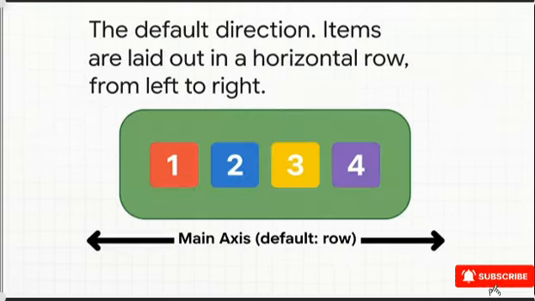So right out of the box, every Flex container you make has a flex-direction of row. You don't even have to type it. This just means its main axis is horizontal, and all the items inside are going to line up from left to right.